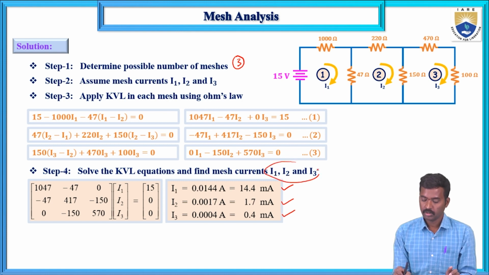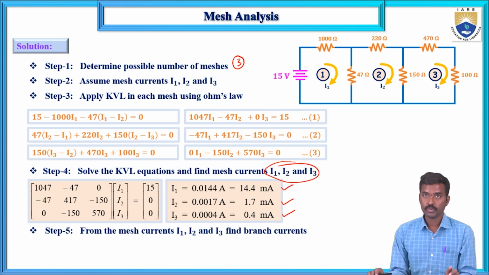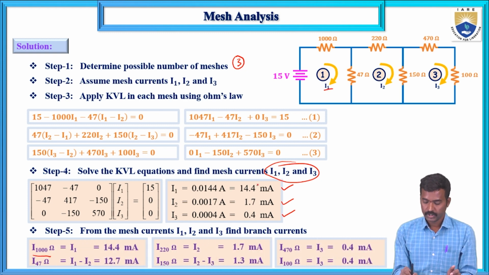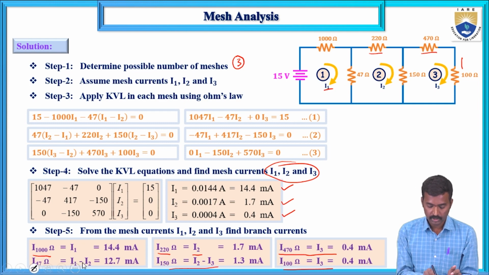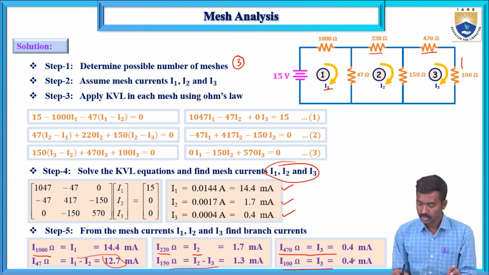These are mesh currents. From the mesh currents, determine branch currents. The 1000 ohms resistor current means I1, this one, 14.4. The 220 ohms resistor current is I2. The 470 ohms resistor and 100 ohms resistor current is I3. The 150 ohms resistor current is I2 minus I3, and the 47 ohms resistor current is I1 minus I3. This one: 12.7, 13.3, 0.4.